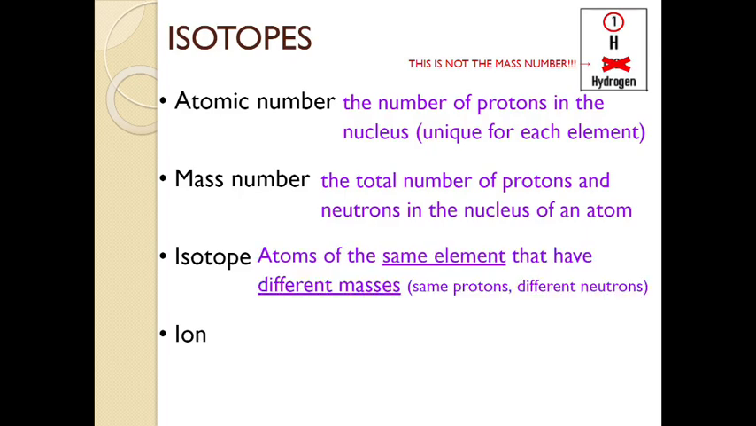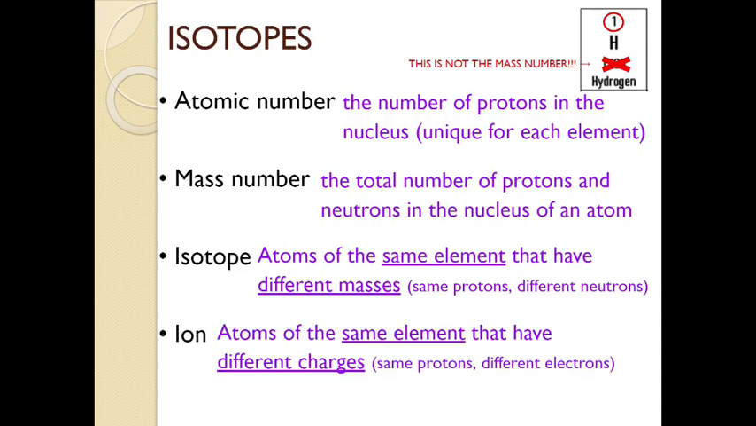Isotopes are atoms of the same element that have different masses. And because the mass of an element comes from protons and neutrons, one of those has to be different to give us a different mass. But if we're the same element, that means that our atomic number, our protons, have to be the same. So, isotopes have the same number of protons, but a different number of neutrons.